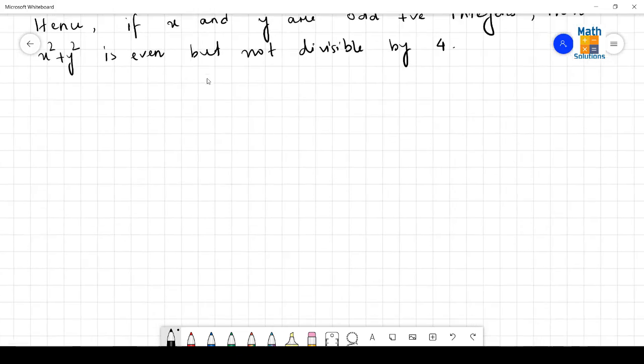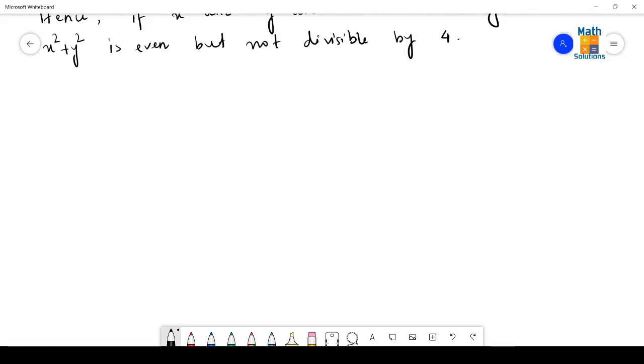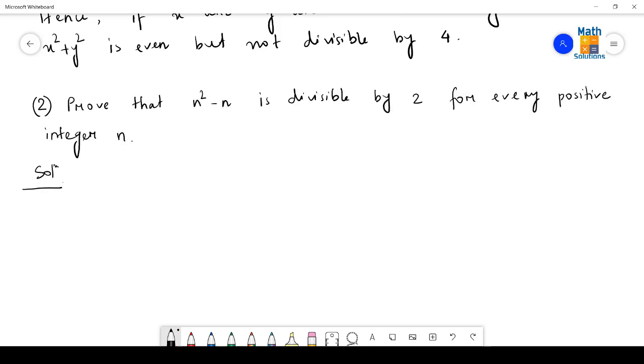So coming to the next question, this is the next important question, question number 2. What is asked here? Prove that n square minus n is divisible by 2 for every positive integer n. So I consider that any positive number can either be even or odd.